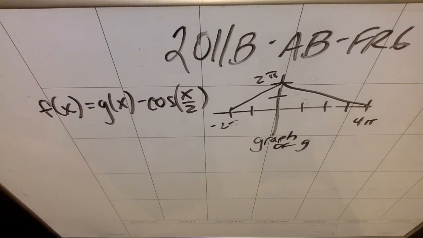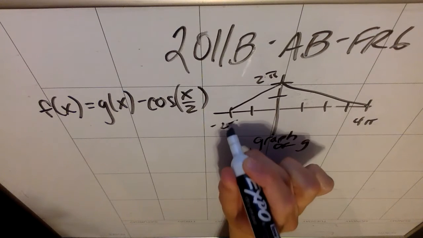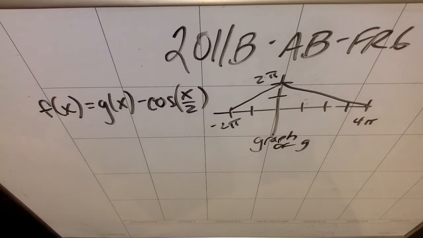At AP Review. This is 2011 Form B, AB Free Response 6. So let g be the piecewise linear function defined from negative 2 pi to 4 pi, and graphed here, but better on the real AP.